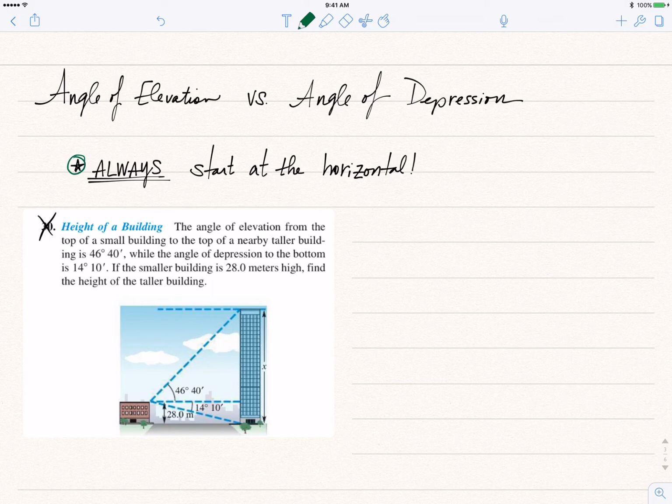When you're dealing with angle of elevation and angle of depression, notice I have this note here that says you should always, always, always start at the horizontal. So an angle of elevation is going to begin at the horizontal, kind of like our angle in standard position begins, and it's going to go up from there.